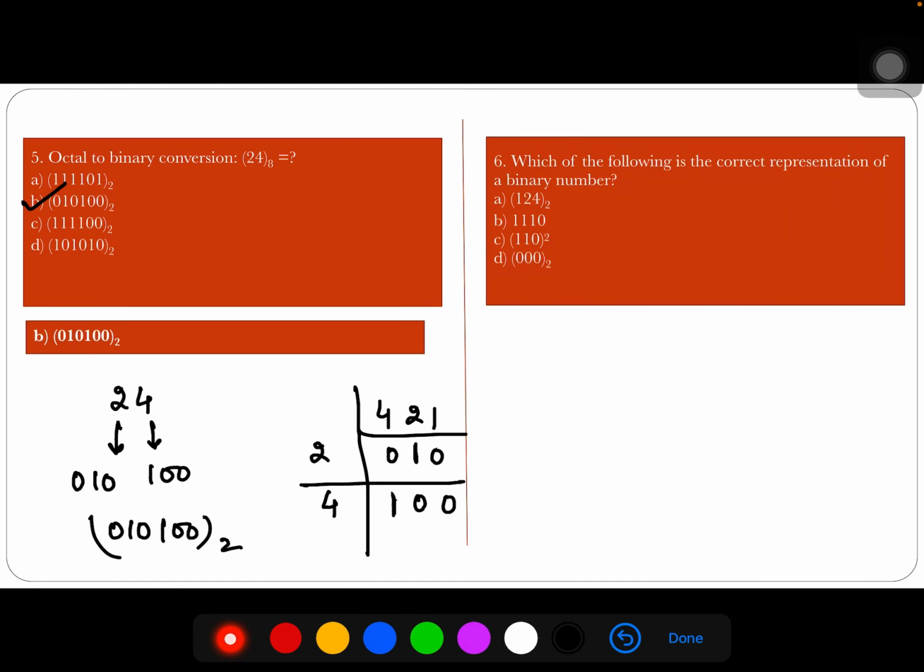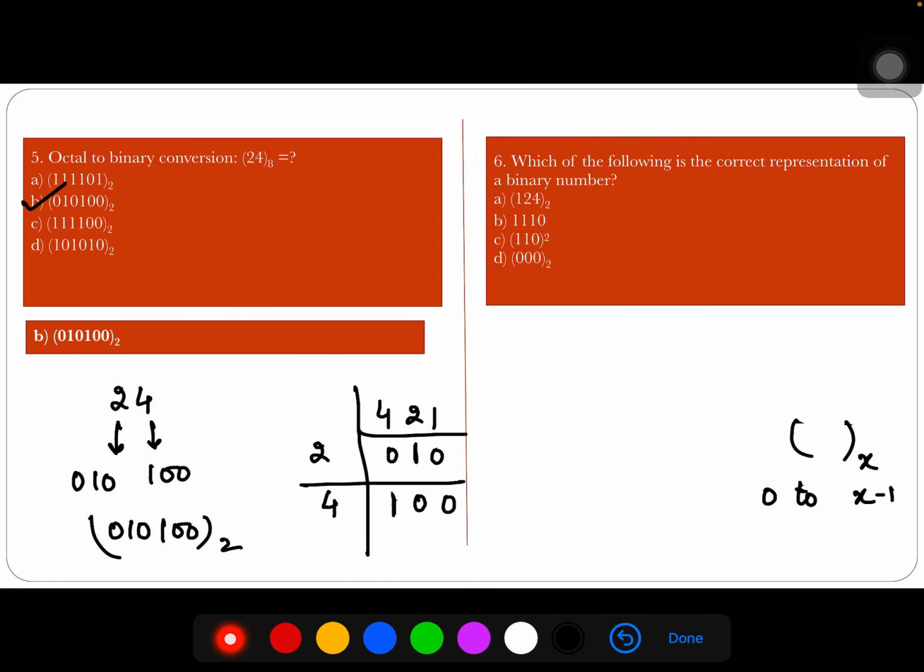Next, which of the following is the correct representation of a binary number? As you can see, we have to pay attention to the base. In options B and C, the base is not correctly written, so we are left with options A and D. In A, it's 1, 2, 4. A binary number system has base 2, and if any number system has a base of x, then it can represent digits from 0 to x minus 1.